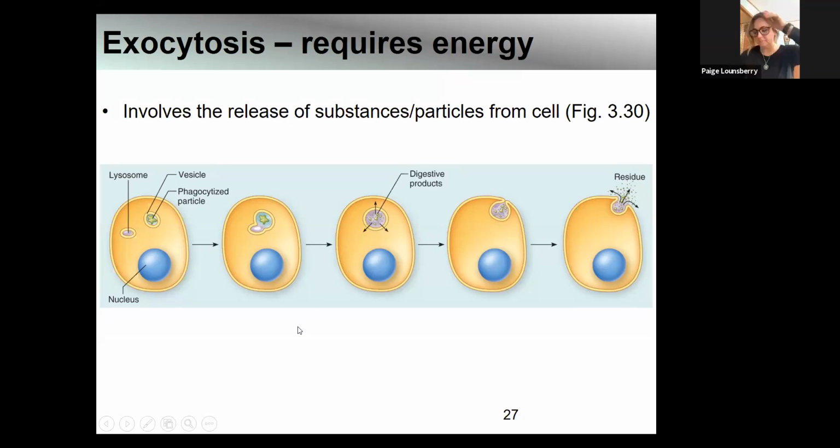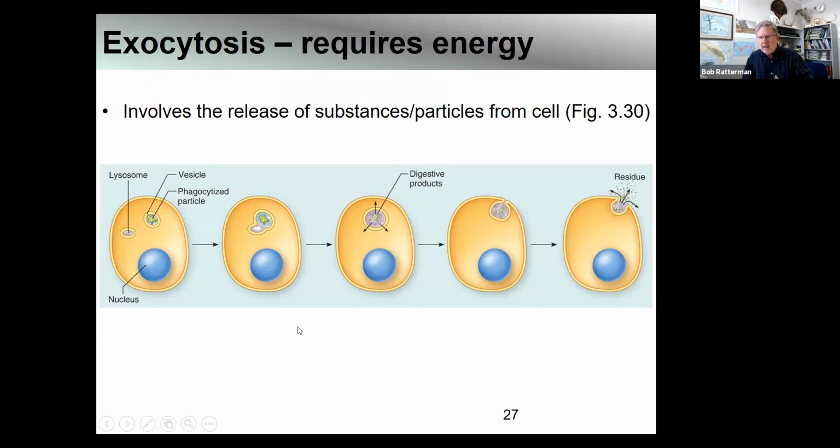Okay, the cell is a microscopic little thing, right? But there's a lot going on. It's a complicated little ecosystem. All those organelles have specific functions and they work together. I'm not saying consciously, but there is an orchestrated workflow going on within a cell.